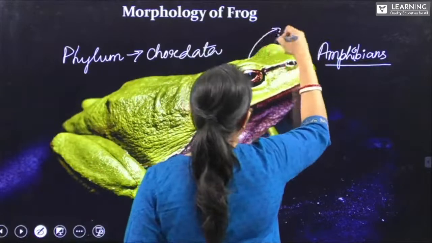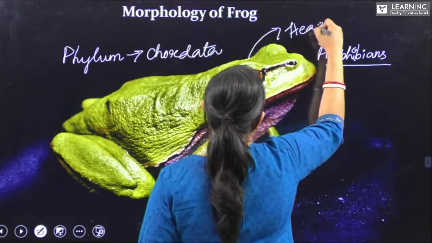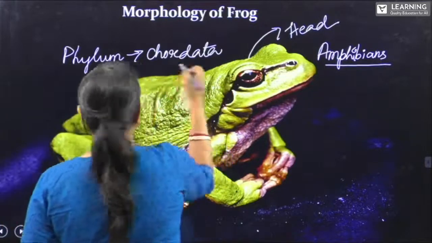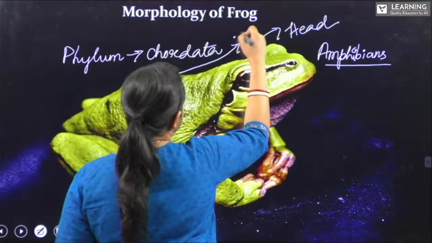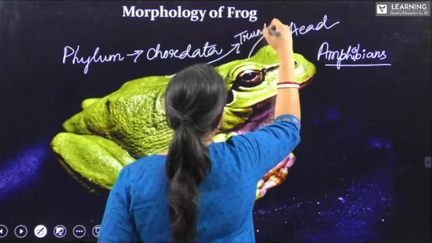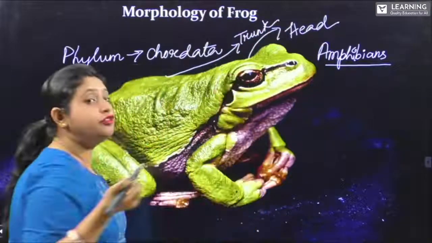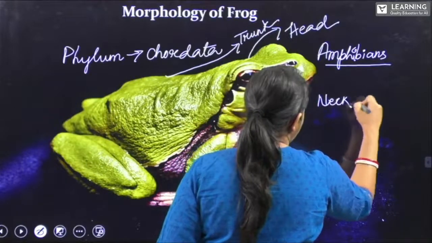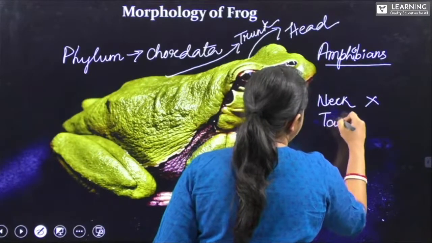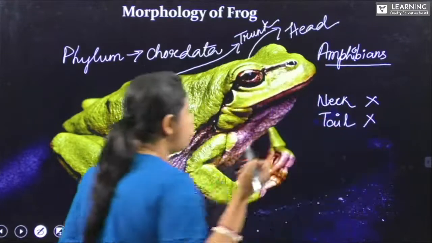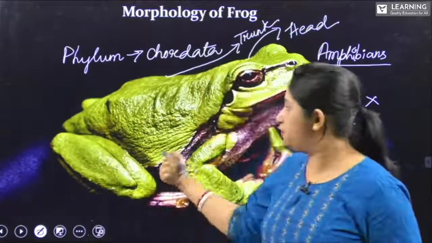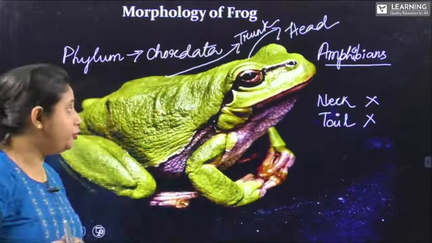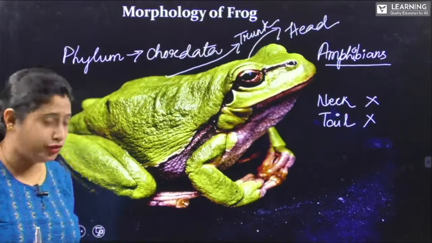The frogs have a head. This is the head, right? And they have a trunk. This part is known as the trunk. What is absent in the frog is the neck. Neck is absent, and tail is absent in the frog. Can you see a tail in the frog? No. The tadpoles have a tail, but the frogs do not have a tail.